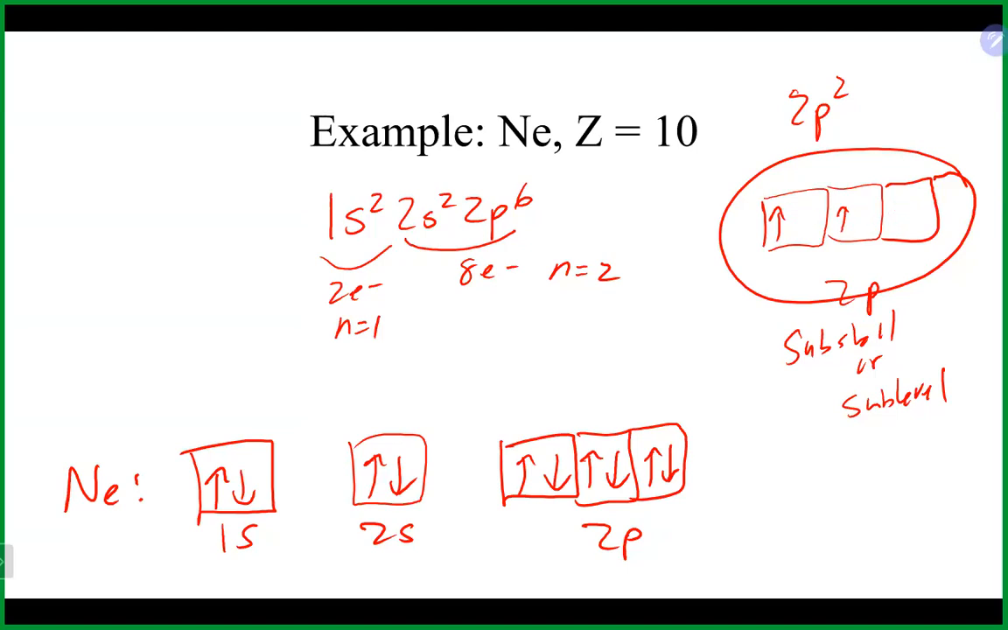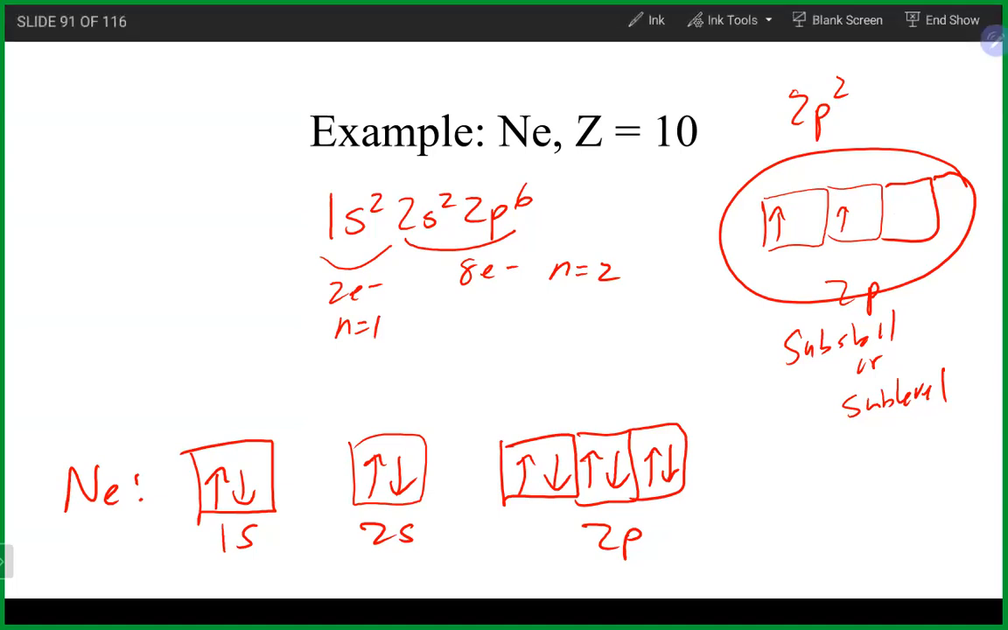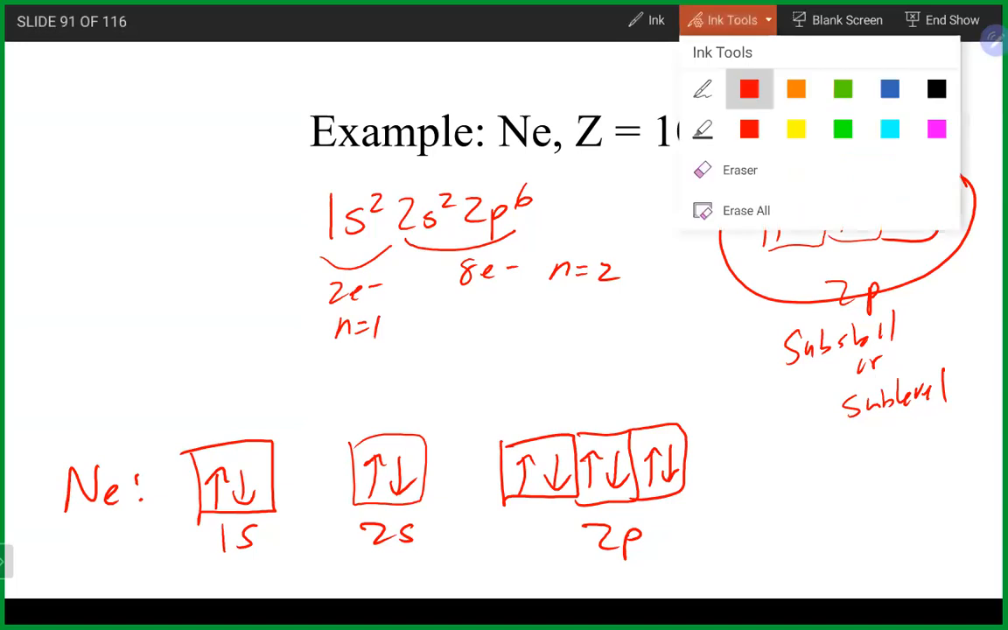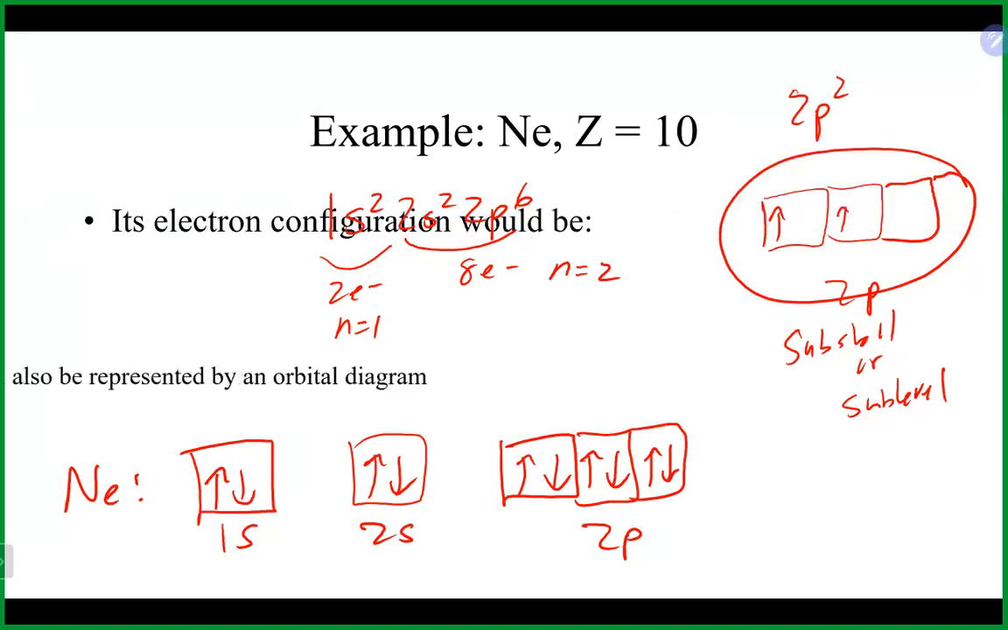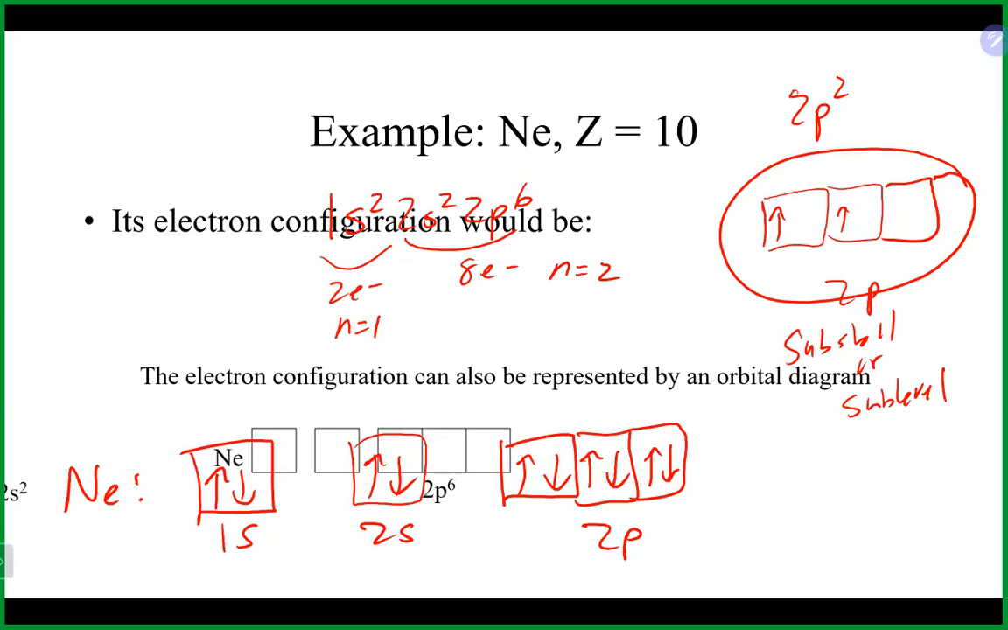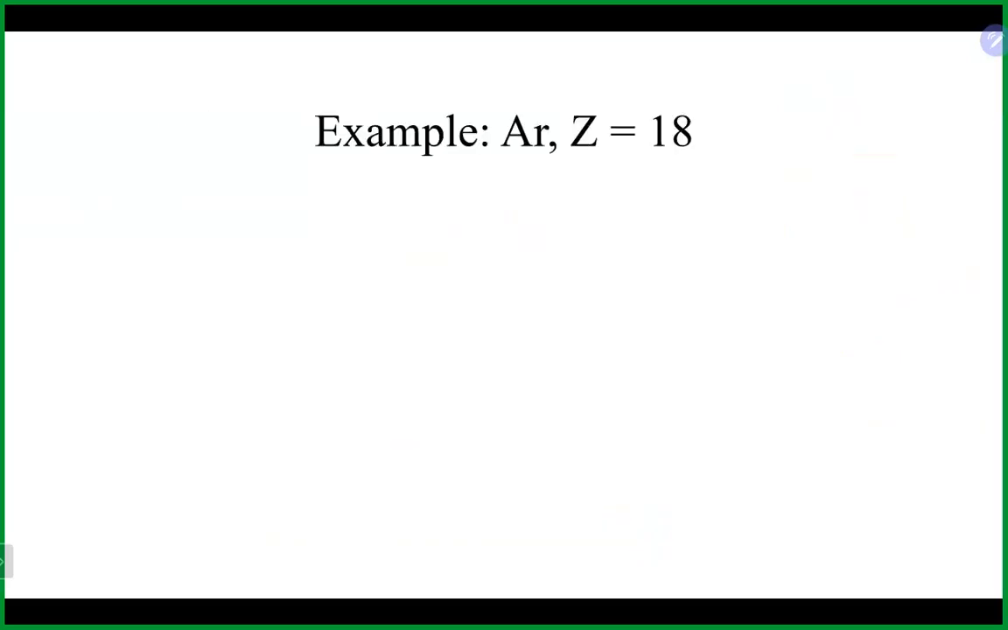Other questions? All right, so why don't you do the next one, which is the electron configuration for argon, which is 18.